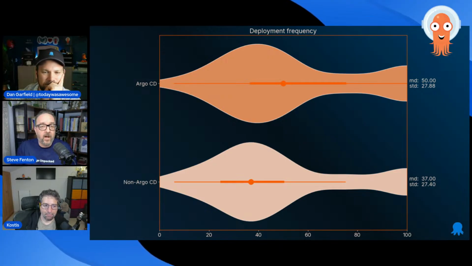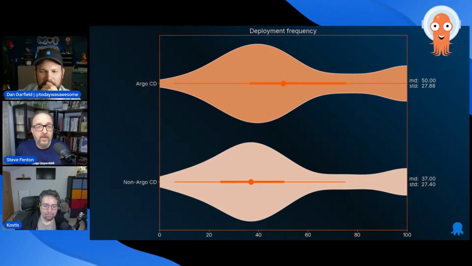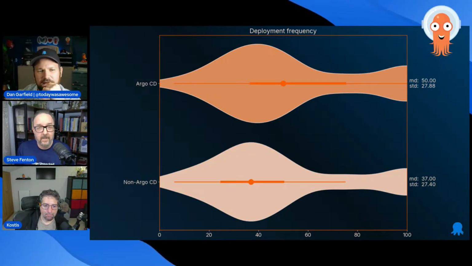So yeah, again, Argo in this case is very much the winner in terms of deployment frequency. If you're using Argo CD, the probability is you are deploying more often than someone who's using something else. So it's quite a big differential too. I mean, the median being 37 versus 50. That's a pretty big jump.